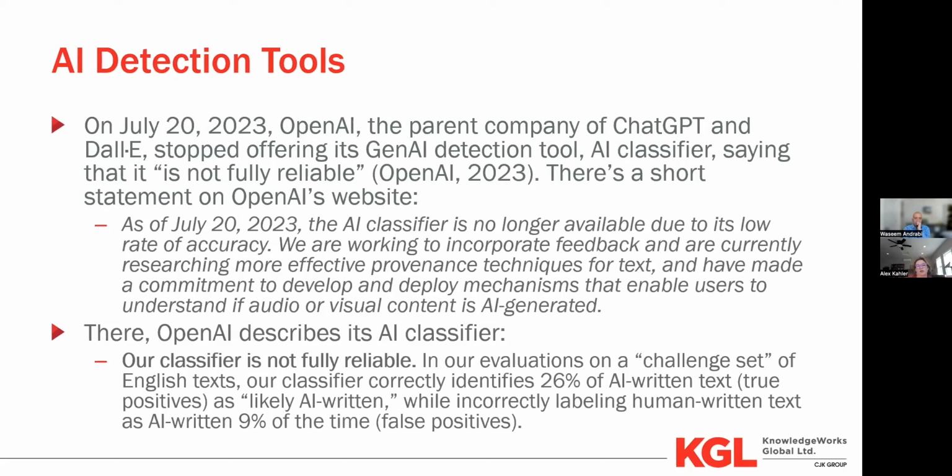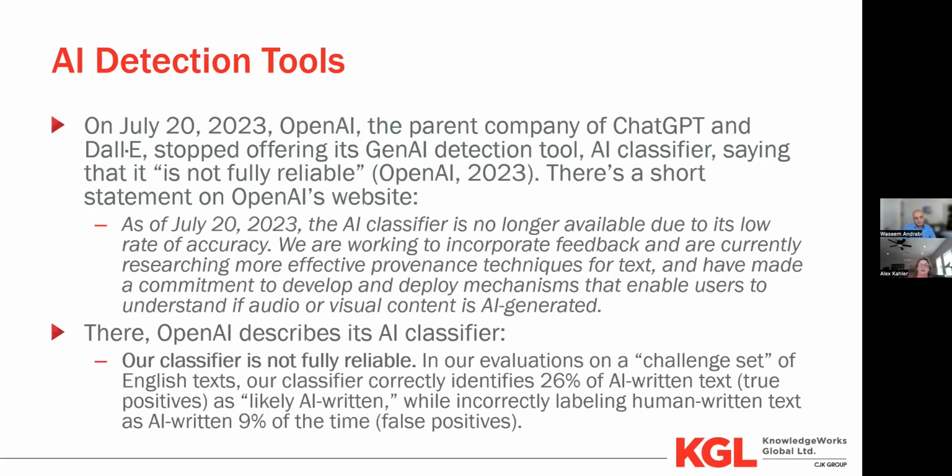So with those concerns, journals and societies and publishers have started to ask, what can we use to detect AI? On July 20th of this year, OpenAI, the parent company of ChatGPT, which had created a Gen AI detection tool called AI Classifier, basically discontinued it. There was a statement on their website that said, as of July 20th, the AI classifier is no longer available due to its low rate of accuracy. We're working to incorporate feedback and are currently researching more effective techniques.